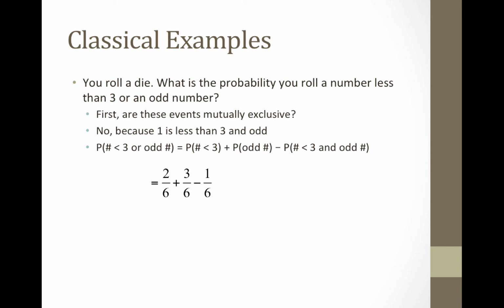And then how many were less than 3 and odd? And we said the 1. So that's 1 over 6. So we've got 2 over 6 plus 3 over 6 minus 1 over 6, giving us 4 over 6.